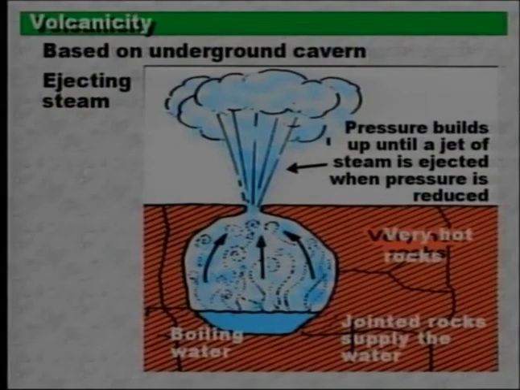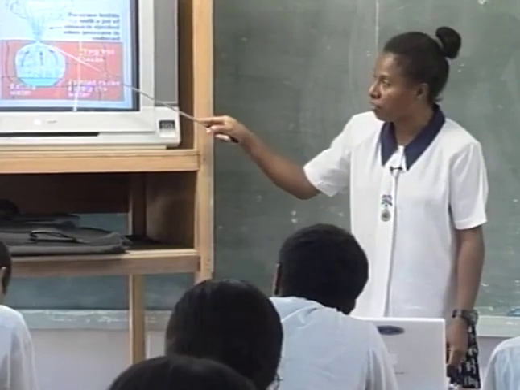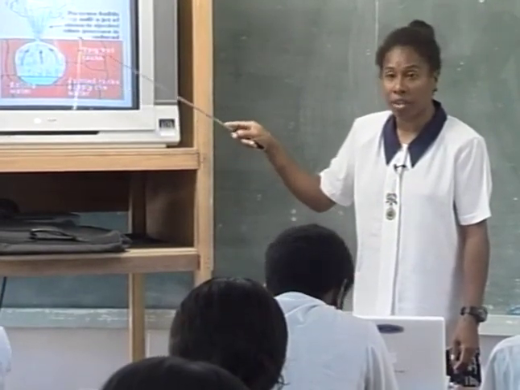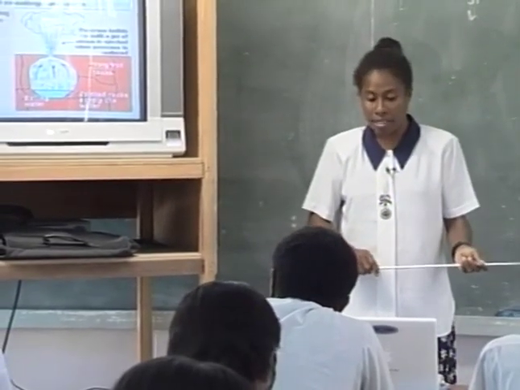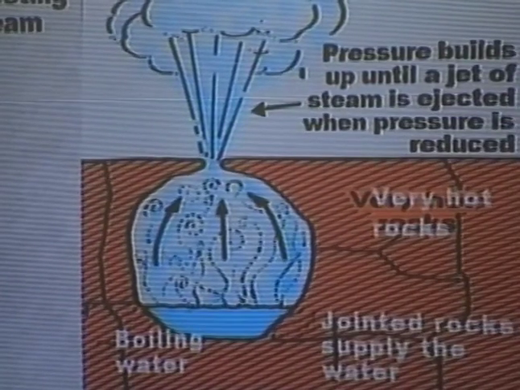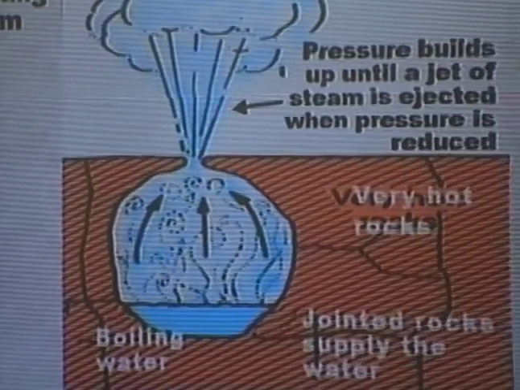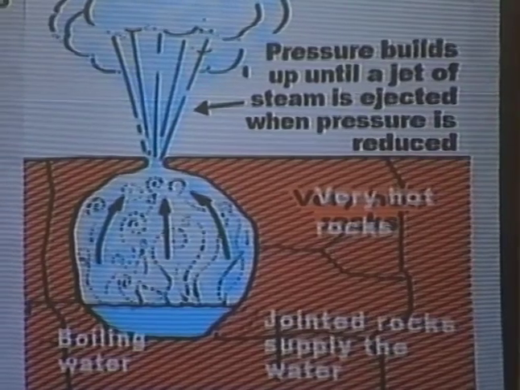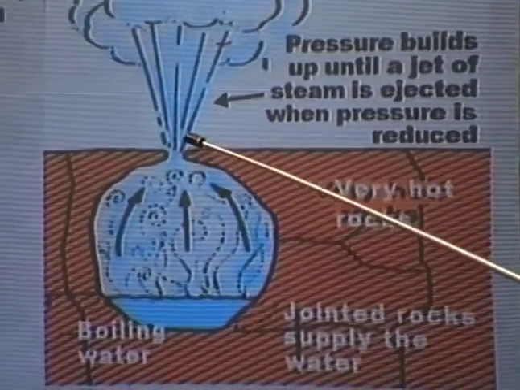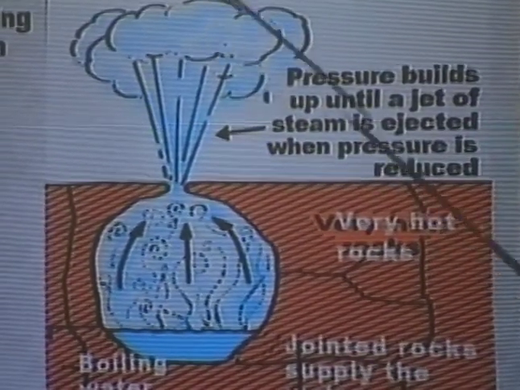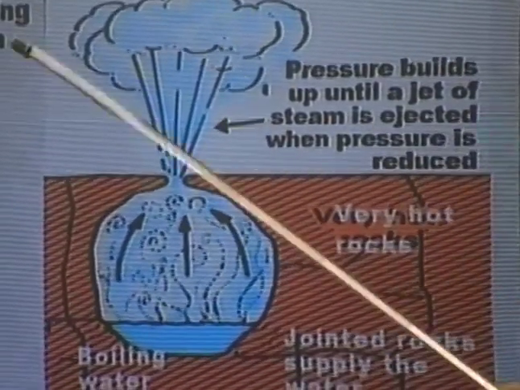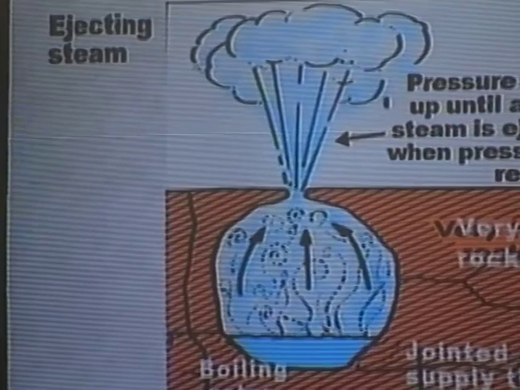Let's look at the active phase now of that feature. So after some time, it will depend. It might take minutes, it might take hours for the heating up of the rock and the pressure to actually be released from the cave-in itself. So note here, it tells us that the pressure builds up until a jet of steam is ejected when pressure is actually reduced. And that jet of steam then forms the feature which is called a geyser. Okay, so this diagram here now shows us the active phase of the feature which is a geyser.